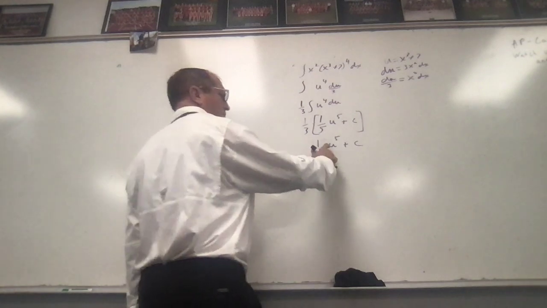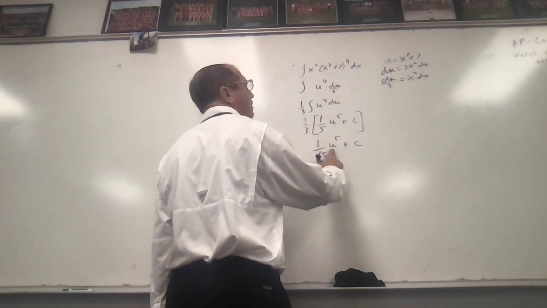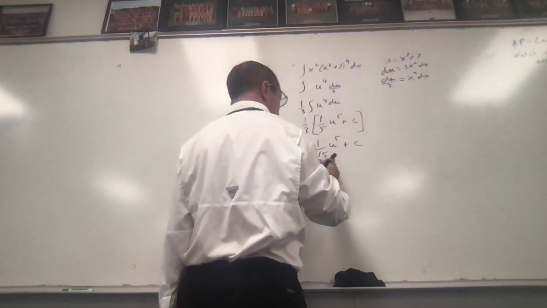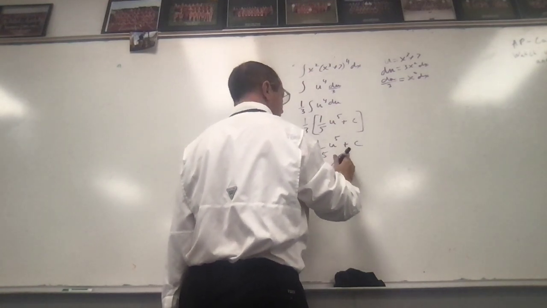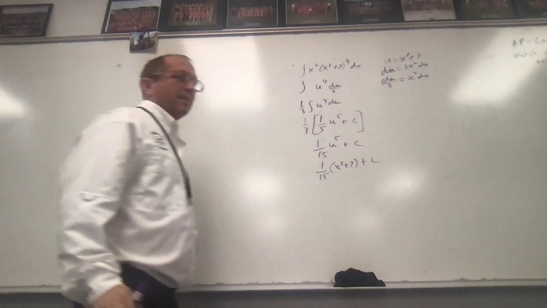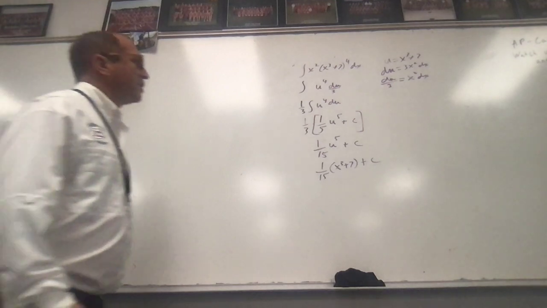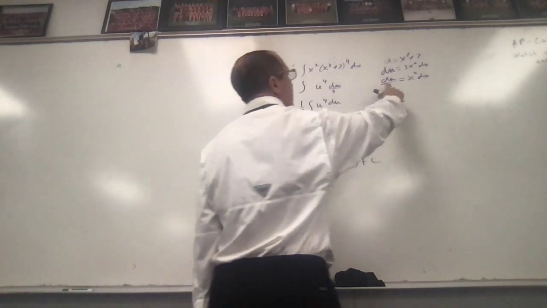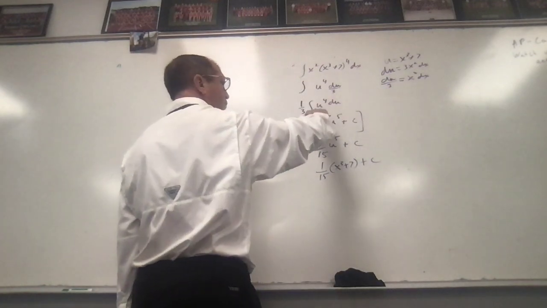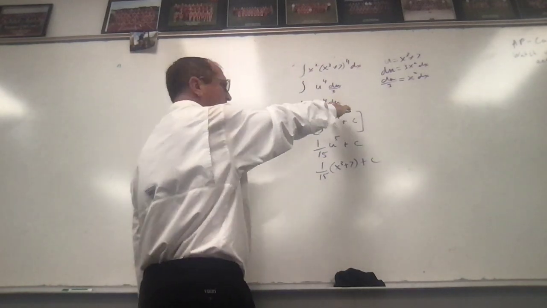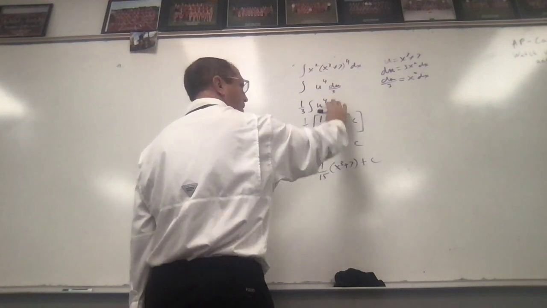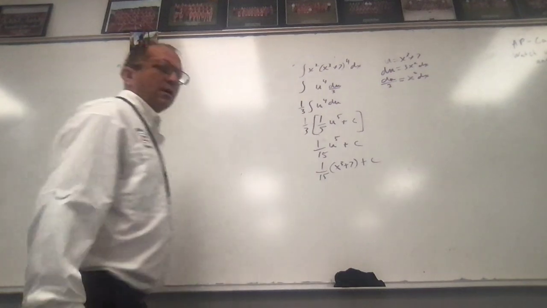All right, now, what is u? u is x cubed plus 7. So now I have 1/15 of x cubed plus 7, to the fifth, plus a constant. Where did du go? Remember, when you do the antiderivative of the du, it goes away with the notation with the integral symbol there.